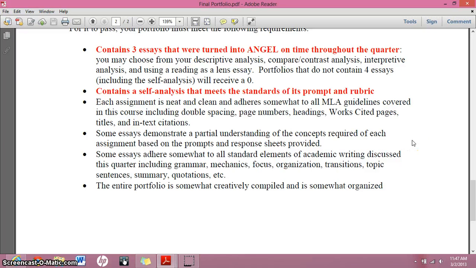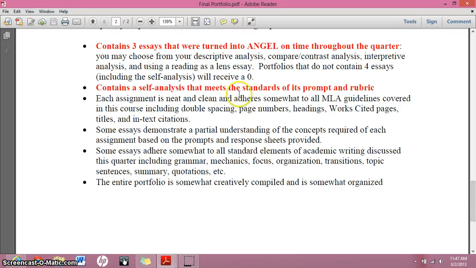The better you do, the higher your grade gets. So this right here is C work. If you can only demonstrate a partial understanding of concepts and only somewhat adhere to all the elements that we've talked about all quarter, you're going to get a C. If you want a higher than a C, you need better understanding and better adherence to these elements. Does that make sense? If it doesn't, let me know.